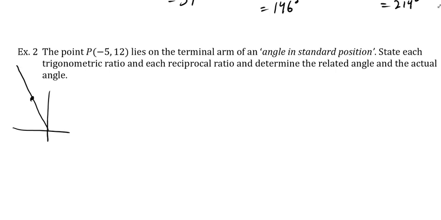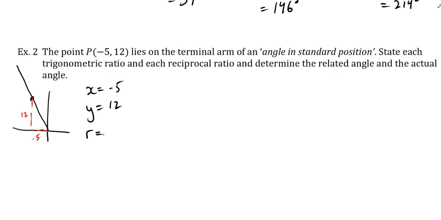So this is how I like to do this. X is negative 5, right? But it's a measurement of 5 this way. Y is 12, it's a measurement that way. I'm going to write all these out. X equals negative 5. Y equals 12. What does R equal? For a question like this, you want to get all three of them. X, Y, and R. You need all three values.